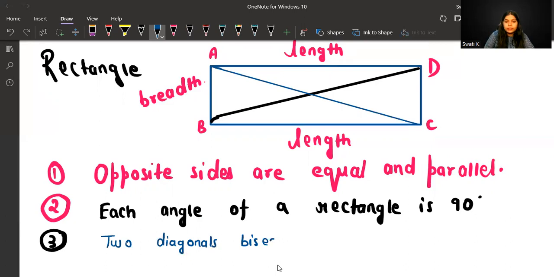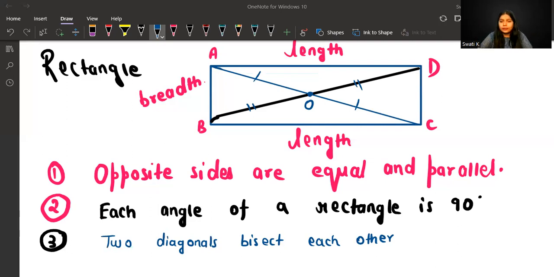Now, of course, I know you want to know what is the meaning of bisect. I'll explain that as well. Bisect means, very simple, cutting anything into two equal parts. So for example, here, this is the point where both the diagonals are meeting, that is O. So AC is bisecting BD, that simply means BO is equal to OD. And BD is also bisecting AC, that means OA is equal to OC. So that is why we can say that the diagonals bisect each other in a rectangle. All right.